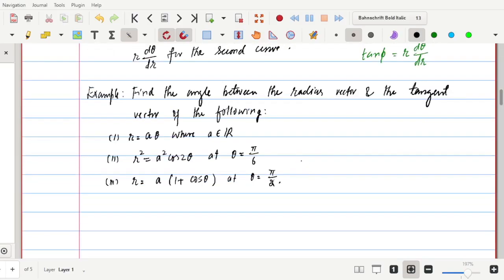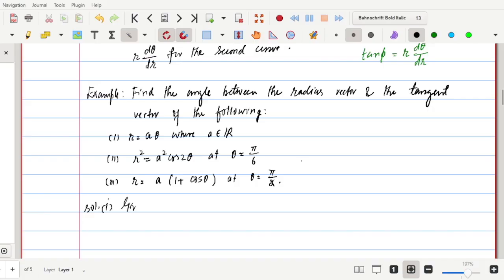So we have an exercise here. We need to find the angle between the radius vector and the tangent vector for these curves. The first one is r equal to a theta, then r square is equal to a square cos 2 theta, and the third one is r equal to a into 1 plus cos theta. Now let's solve one by one. Let's take the solution of the first part.